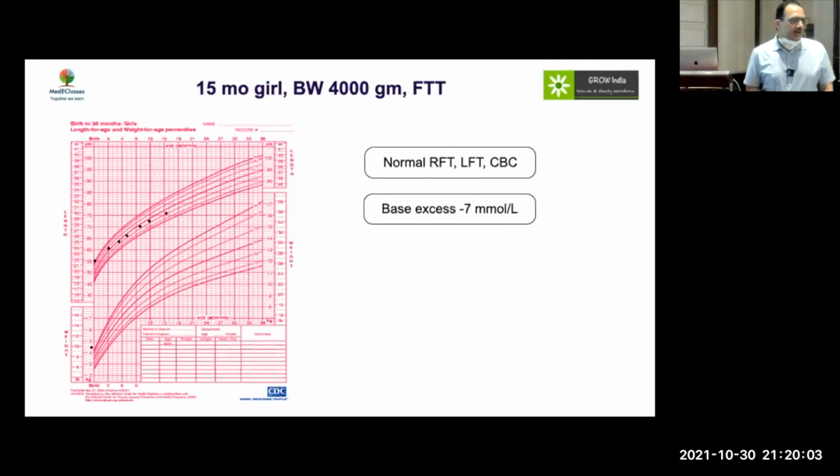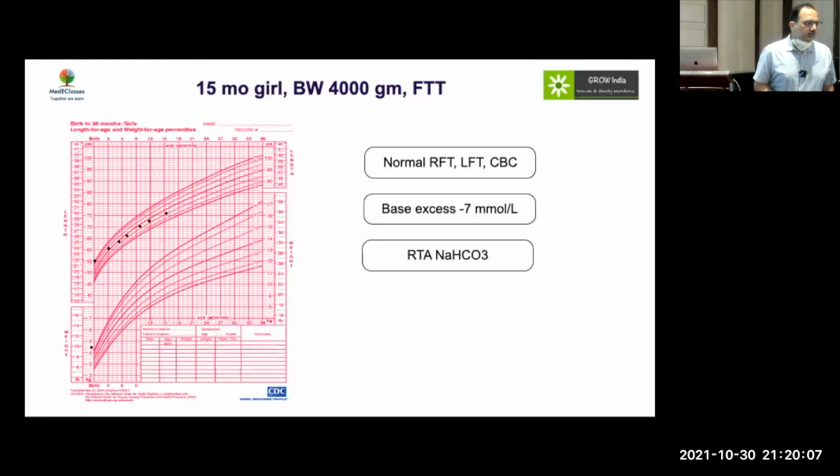She had mild metabolic acidosis. Based upon that, she was diagnosed as renal tubular acidosis and started on soda bicarbonate. Now, do we agree with this diagnosis, Dr. Anurag? Do you think this patient who has fallen down out of the curve looks like RTA? No, I think that the child was a little hyper in weight in utero.